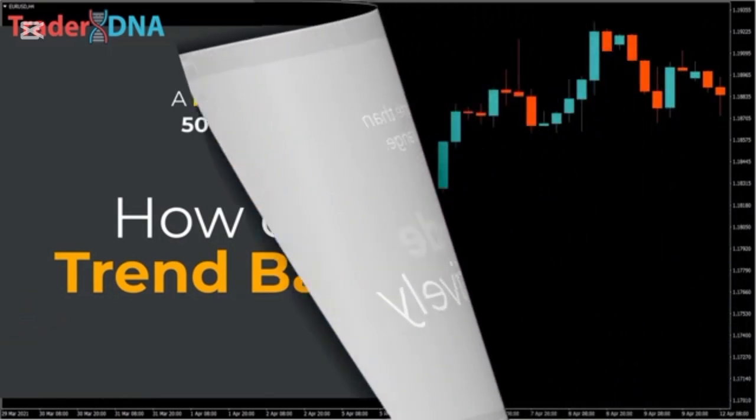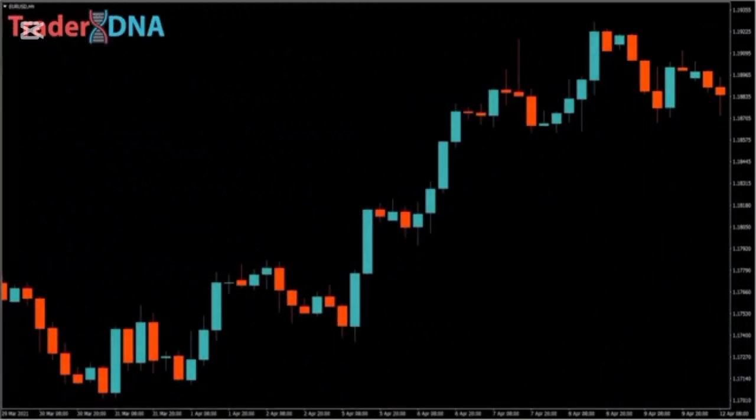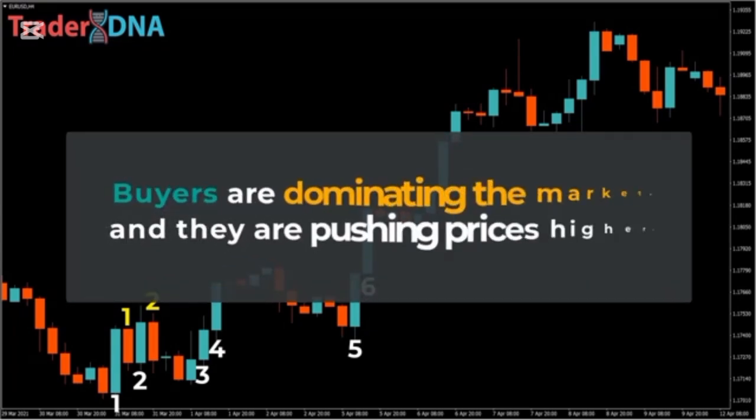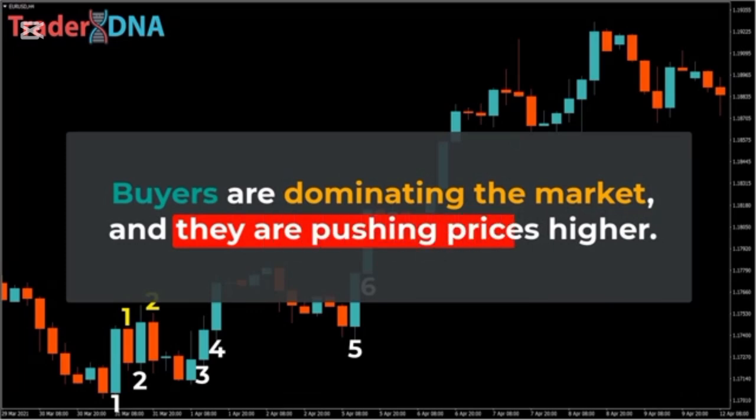Check out this chart. Let's count the trend bars together. Bullish trend bars, 1, 2, 3, 4, 5, 6. Bearish trend bars, only 2. What does this tell us? It's crystal clear. Buyers are dominating the market and they are pushing prices higher. This means we're in a strong bullish trend.